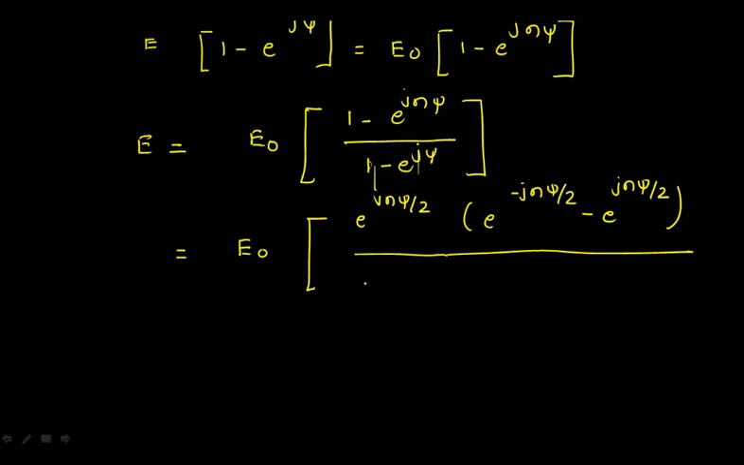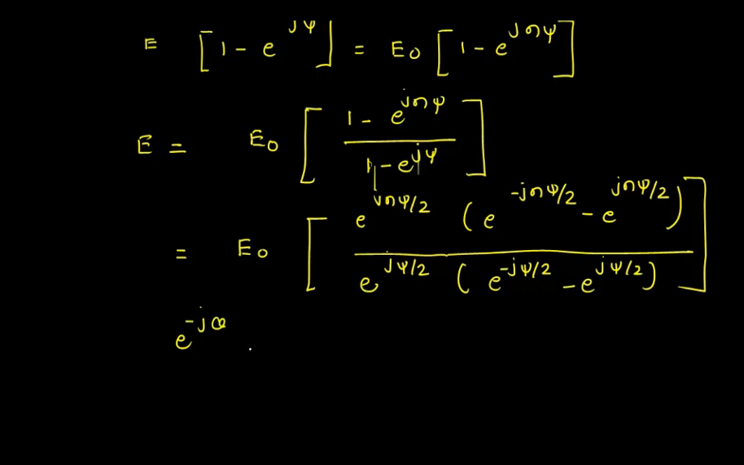Similarly, the same treatment I am giving here: e raised to minus j psi by 2 minus e raised to j psi by 2. So similarly you'll get here 1 and that will be the minus term. Now if I see this equation, it is nothing but a trigonometric form. So e raised to minus j theta minus e raised to j theta is nothing but minus 2j sine theta. This equation is exactly in this form. So the total electric field here is nothing but E0.